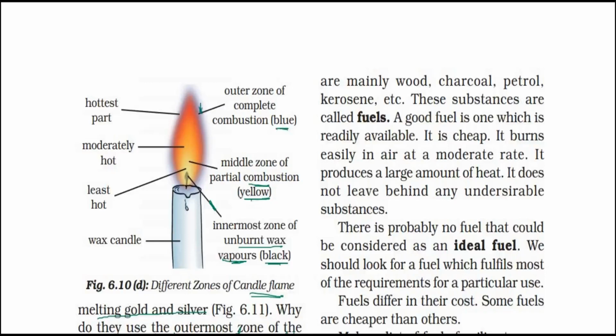We also have a moderately hot zone, see, this part, right? Moderately hot zone is this red part. So you see, we have the black part, yellow part, right? And then we have this red part, and then look at this blue part, which is the hottest part. The hottest part is the outer zone. While the middle part is the least hot part.